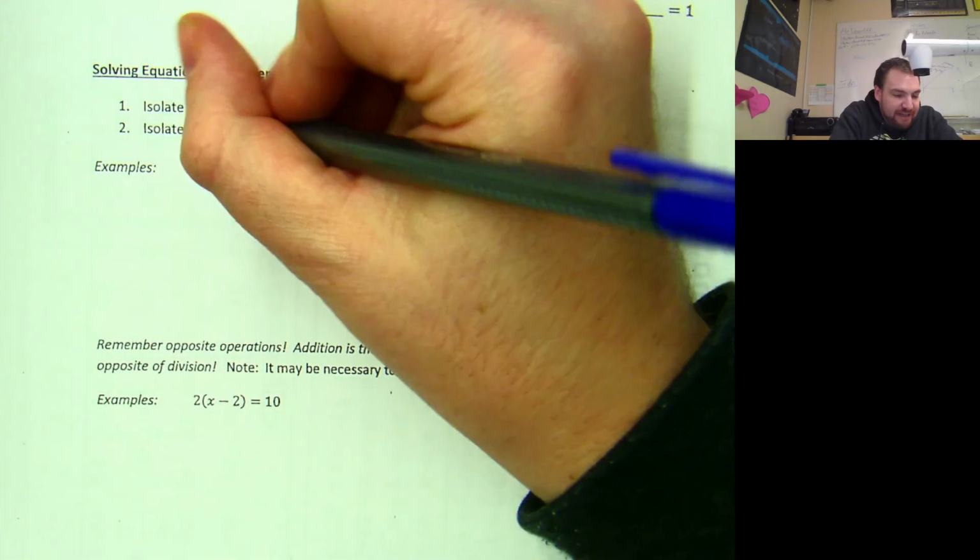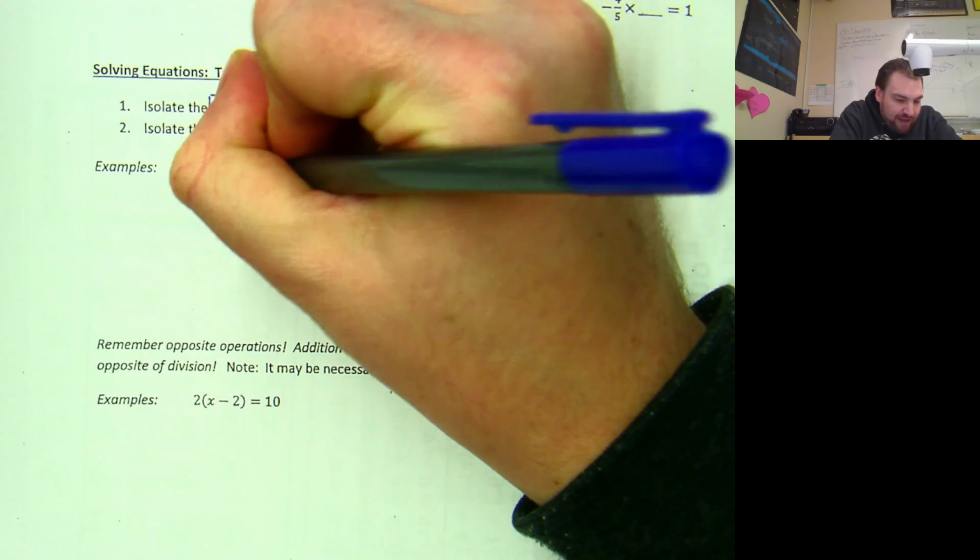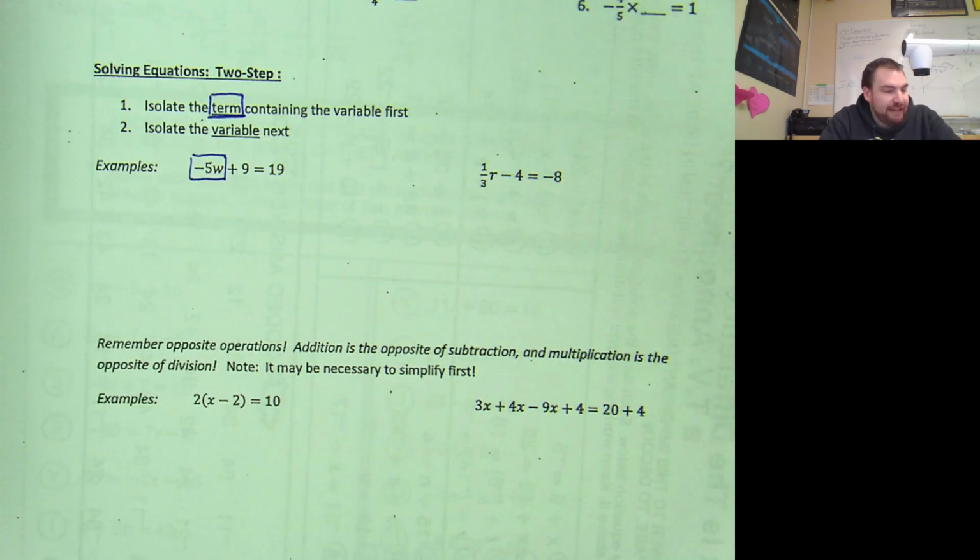Yeah, we're going to isolate for this. This is going to stay where it is, and we want to get rid of everything else first. So how am I going to isolate for that term? Do what on both sides of the equation?